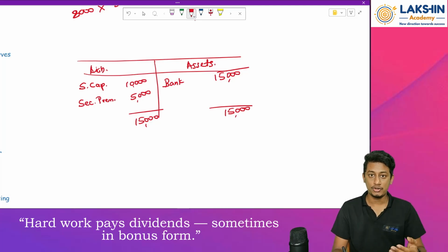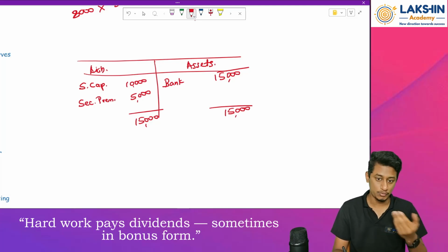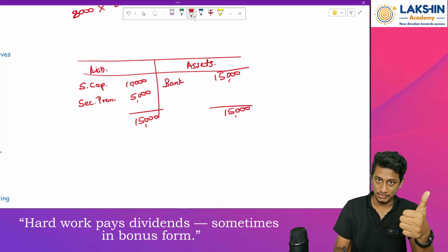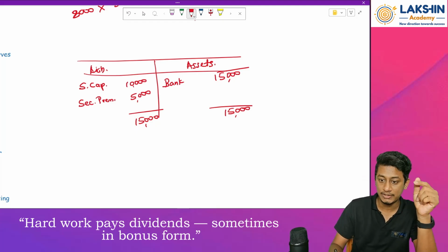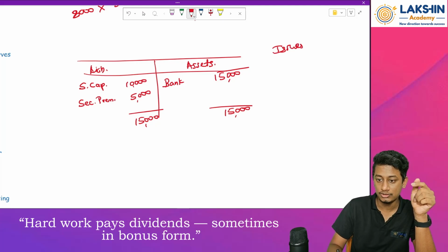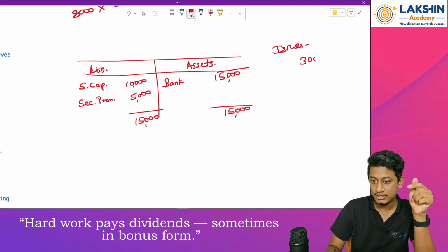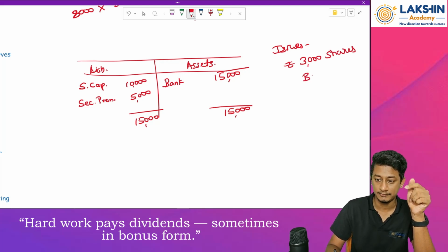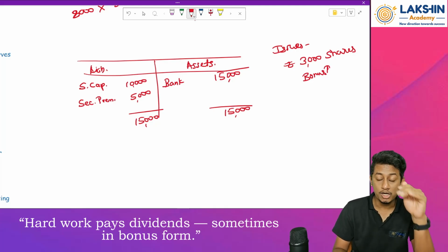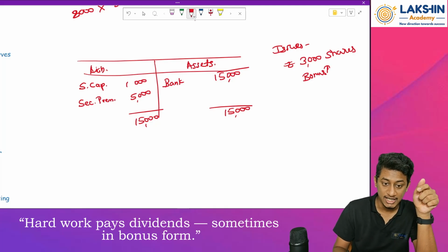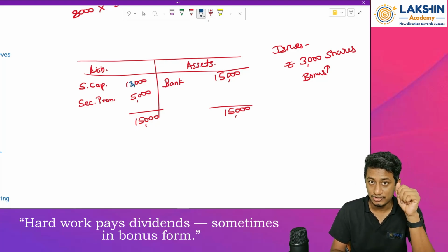Now the company wants to issue more bonus shares. Why? The first example you saw was to reduce the value of the shares in the market. Now let's say the company issues 3,000 worth of new bonus shares. This is my bonus shares. So what will my share capital be after the bonus issue? The share capital will increase to rupees 13,000.